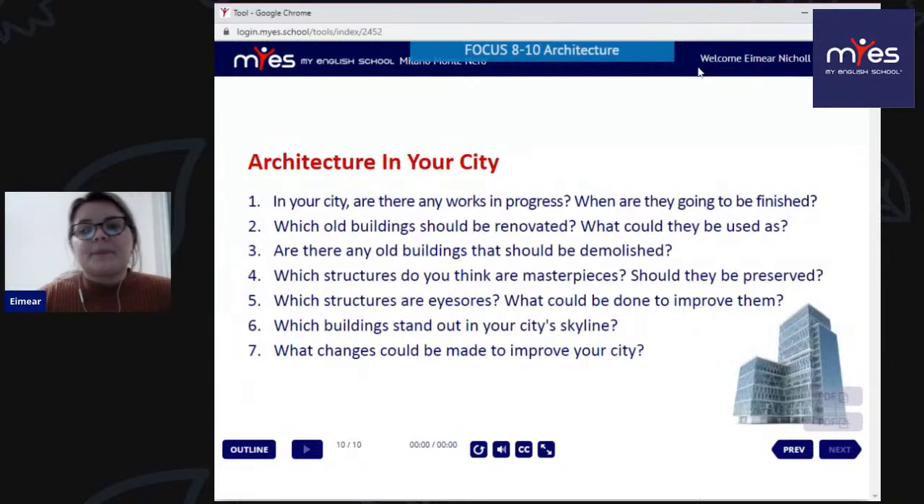All right. So architecture in your city. In your city, are there any works in progress? When are they going to be finished? Which old buildings should be renovated? And what could they be used as? Number 3, are there any old buildings that should be demolished? What structures do you think are masterpieces and should they be preserved? Which structures are eyesores? What could be done to improve them? Which buildings stand out in your city's skyline? And what changes could be made to improve your city?